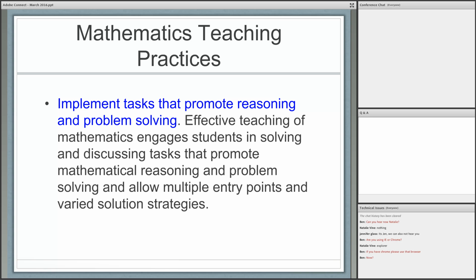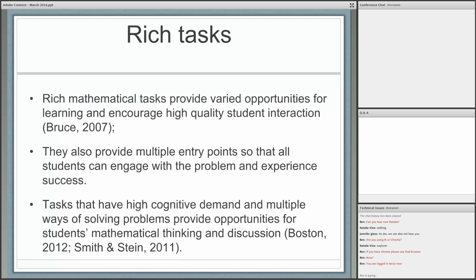Another one is implementing tasks that promote reasoning and problem solving. There's been a lot of discussion about rich tasks, and I'll talk a little bit about some of the criteria for rich tasks. This doesn't necessarily mean that every day we have to be engaging in rich tasks, but it does mean that there's a lot of student learning that occurs through rich tasks. Some of the characteristics of a rich task is that they really encourage high quality student interaction, and that they would have multiple entry points.